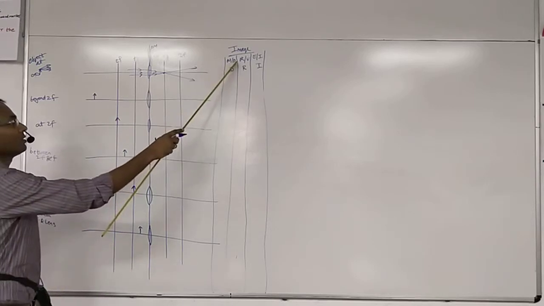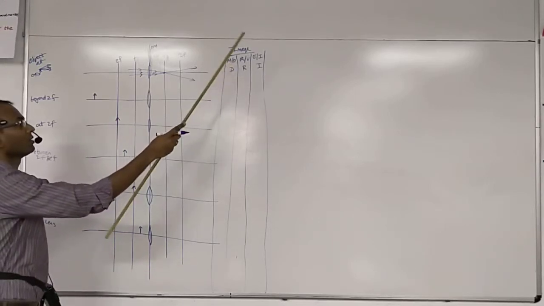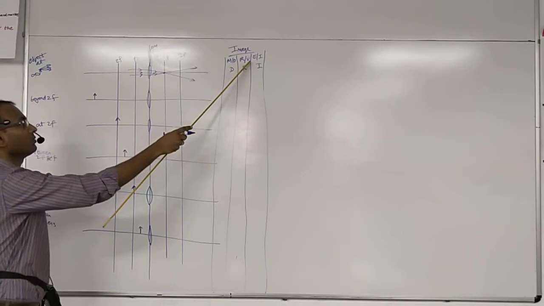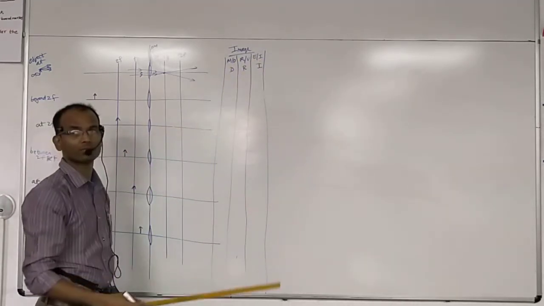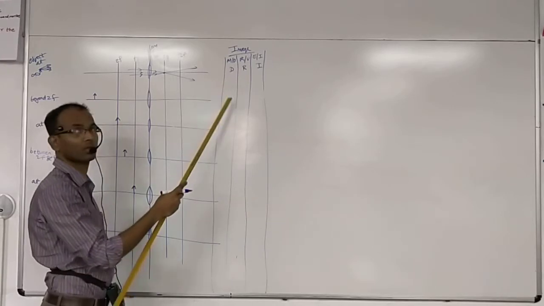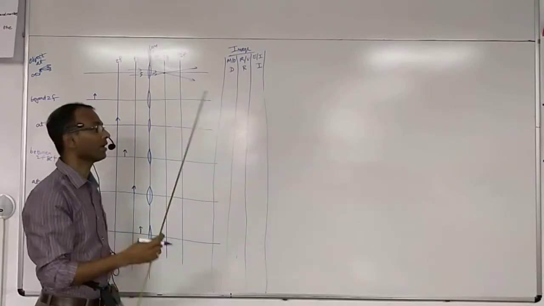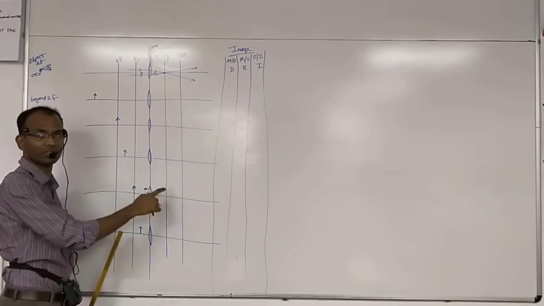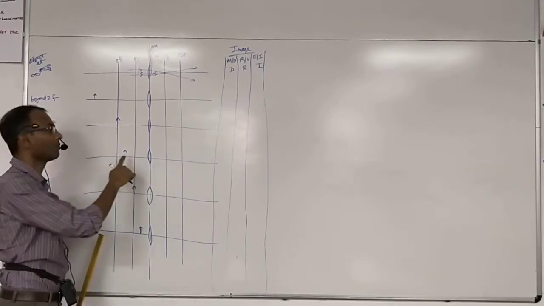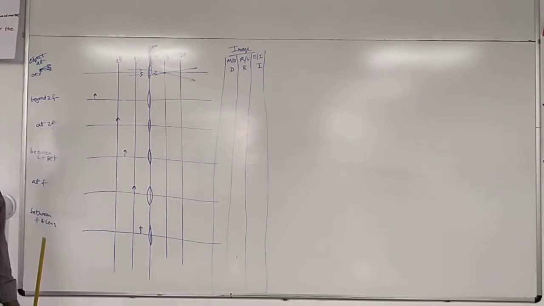M is for magnified, D is for diminished. R is for real, V is for virtual. E is for erect, I is for inverted. Erect means if the object is above, the image is also above the principal axis, on the same side. If object and image are on the same side, it is called erect.